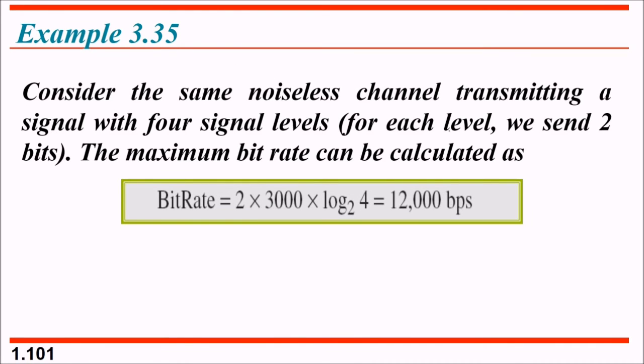Consider the same noiseless channel transmitting a signal with 4 signal levels. So you have 4 here. L will be 4. So the maximum bit rate will increase dramatically from 6000 to 12,000 bps, bits per second.